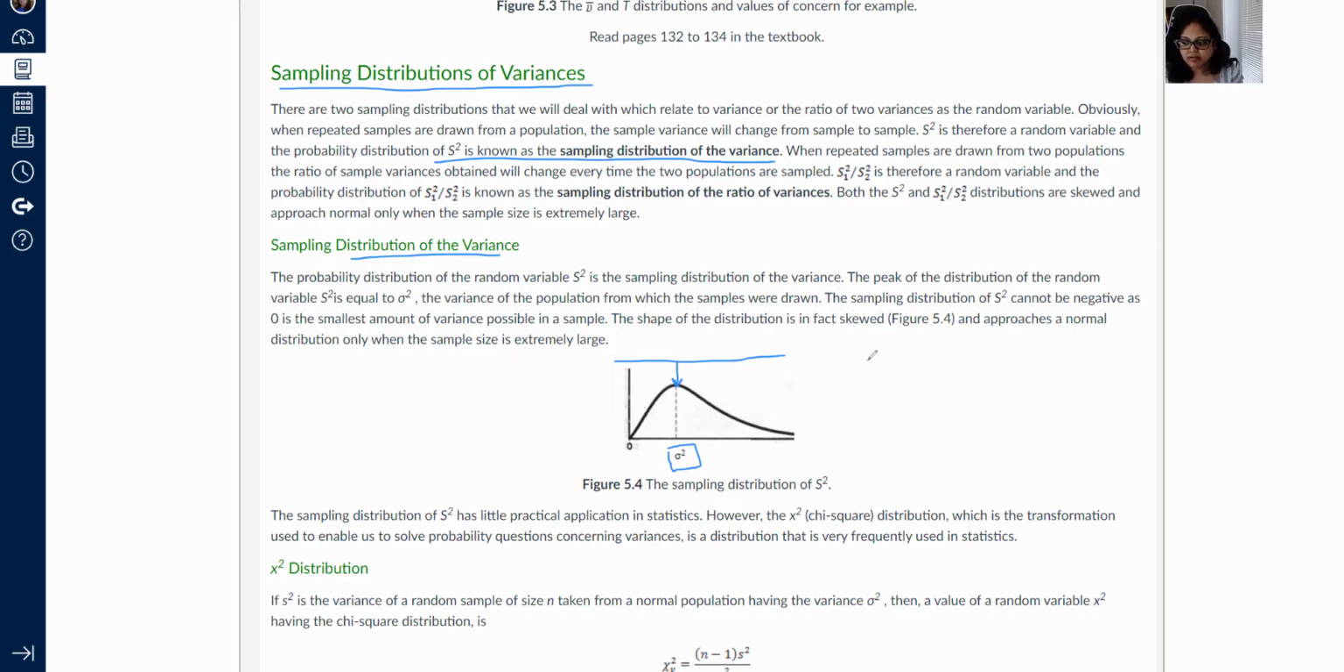So always read the objective, read the question. Is it 1 variance or is it 2 variances? Right now I'm going to talk about one population. Okay, let me draw that.